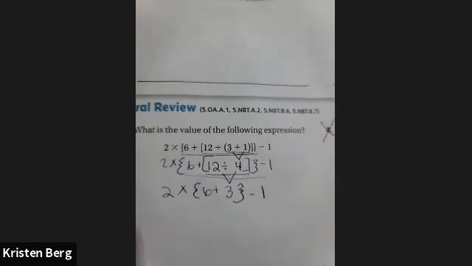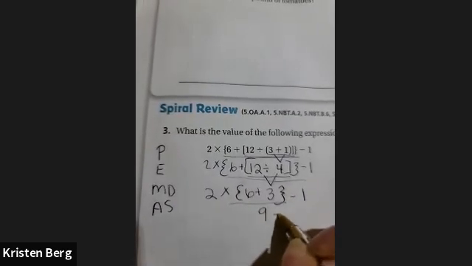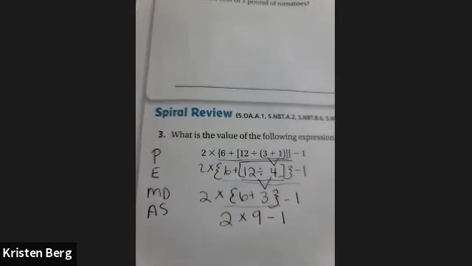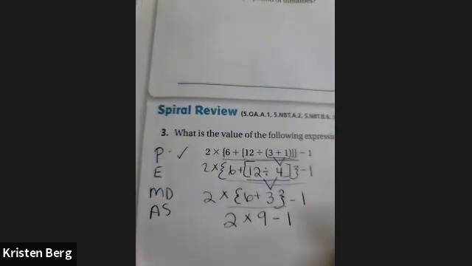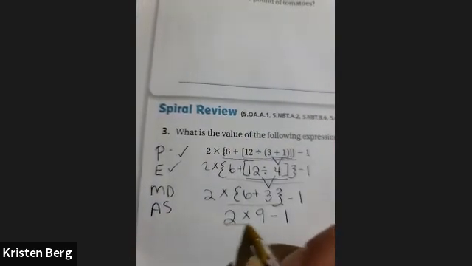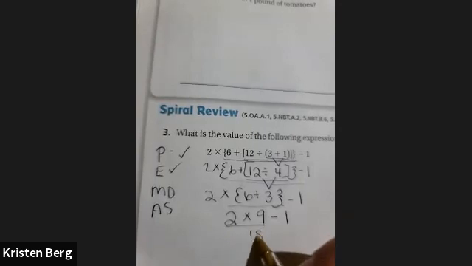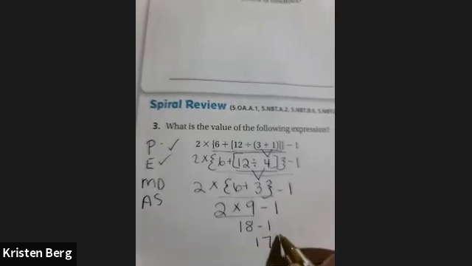All right, so now here, is there any more grouping symbols? Yes. This is 9. Then you bring everything else down that you did not use. So is there any more grouping symbols? No. So now we are completely done with those. Any exponents? No. Any multiplication or division? Yes. So then we have to do this next, which is 18 minus 1, which comes out to be 17. So your answer should have been 17 for that.